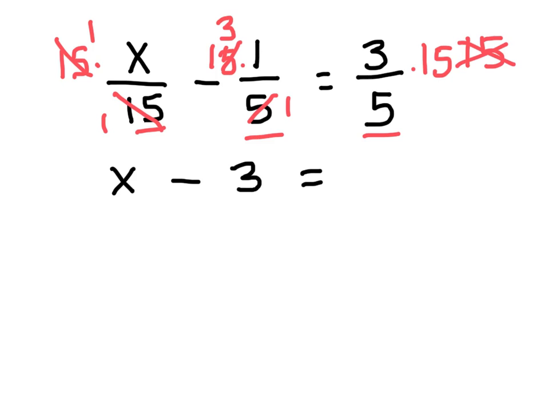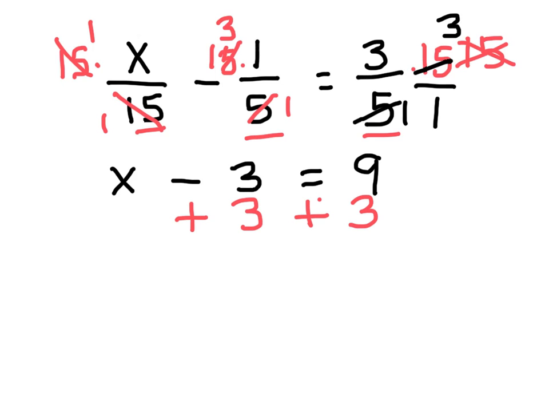On the right side of the equal sign, the 5 and 15 will cancel. 5 becomes a 1, 15 becomes a 3 again, and I get 3 times 3, which is 9. That's what I get when I multiply each term by 15. Now that greatly simplified my equation, didn't it? I got rid of all those fractions. And now I can finish by just adding 3 to both sides. And I get x equals 12, which is what we already had before.